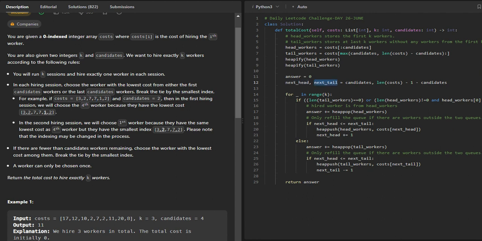You can see, since it's candidates, it will go from 0 to candidates minus 1. So till candidates minus one, and the exact next element will be candidates. And you can see here this will be starting from length of costs minus candidates. So we are just doing a minus one extra here to ensure that the element left is getting the next tail pointer. Okay, now we'll see the code.